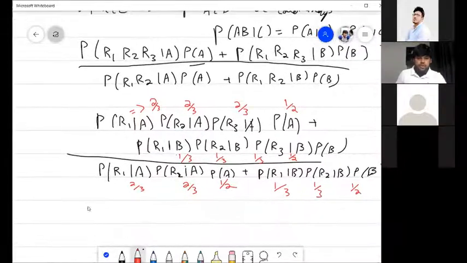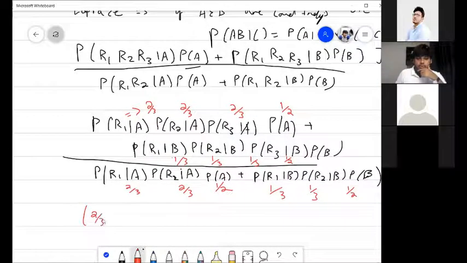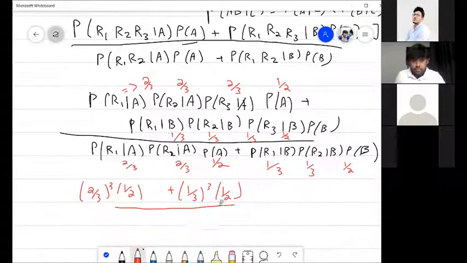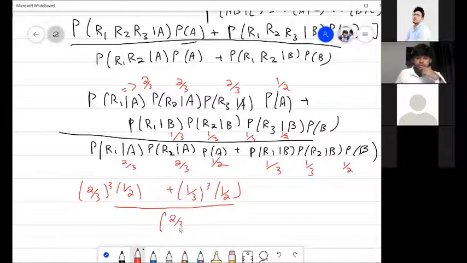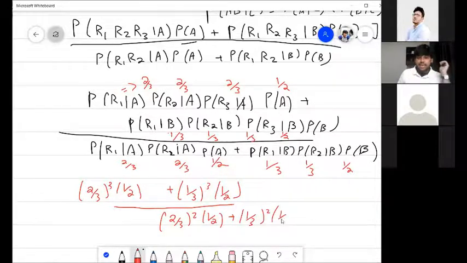So essentially, the entire term is basically (2/3)^3 times half plus (1/3)^3 times half, divided by (2/3)^2 times half plus (1/3)^2 times half. Any questions?